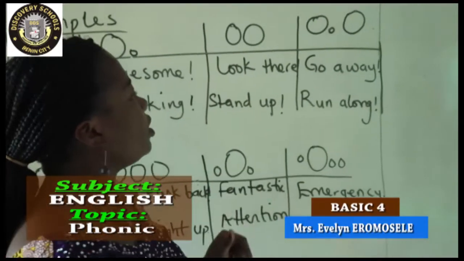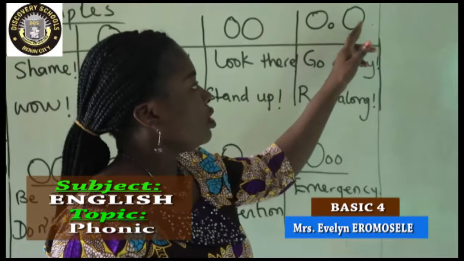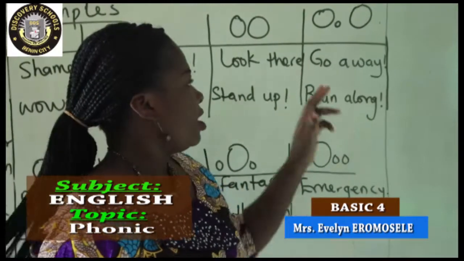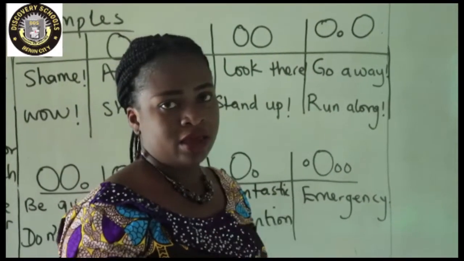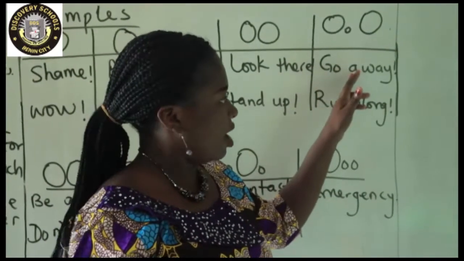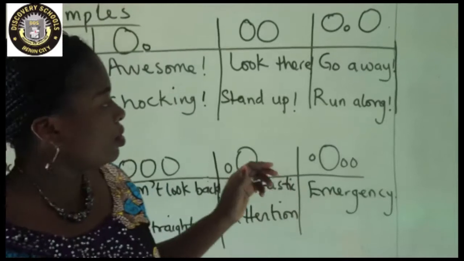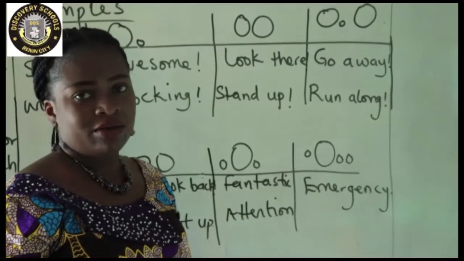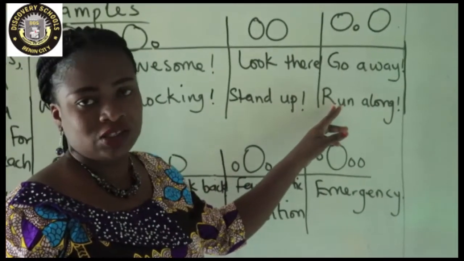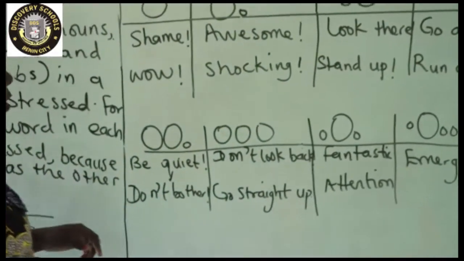All right, let's move to the other one. We have the capital O, the small letter o, and the capital O. Let's say that we have words that have three syllables. Girl, away. So we describe that word: girl is stressed, a is not stressed, way is stressed. Then let's look at the second example. Run along. So when I say the first syllable, run is stressed, a is not stressed. Long is what? Stressed. We still have other ones here.